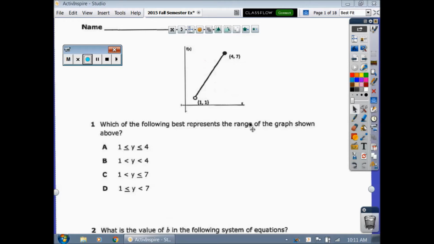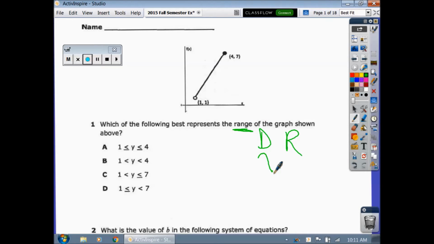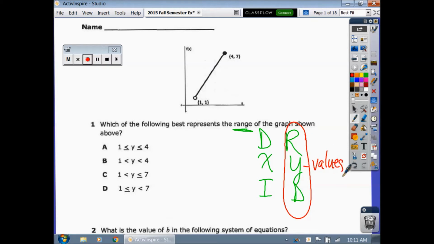Which of the following best represents the range? Talking about the range here. So if we go back to the XY ID, the range would be where the R is at. So we're talking about the Y values here. Range of the Y values. Which one of these represents how far this graph travels in the Y direction?